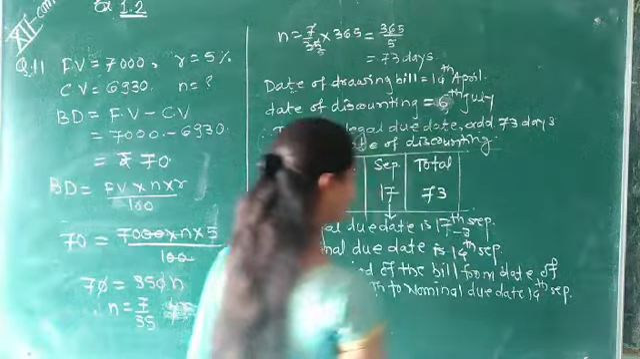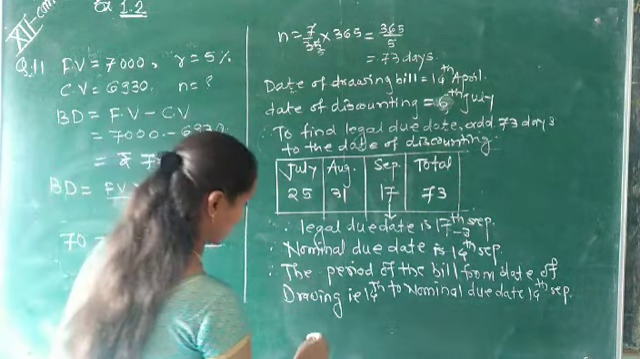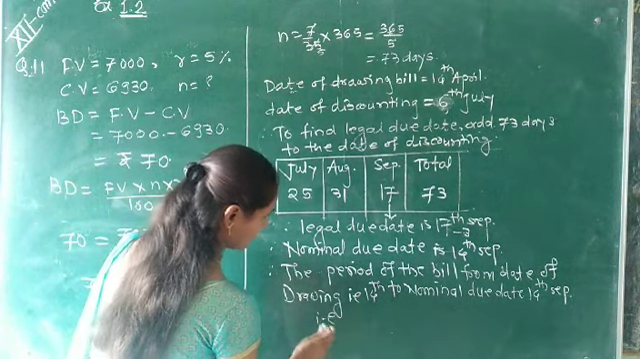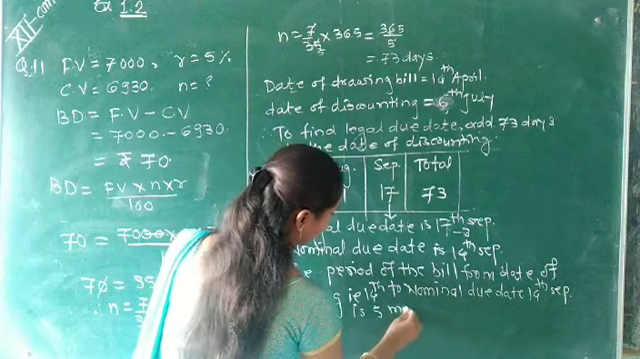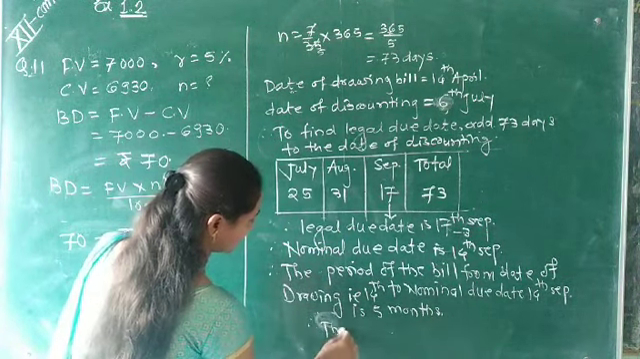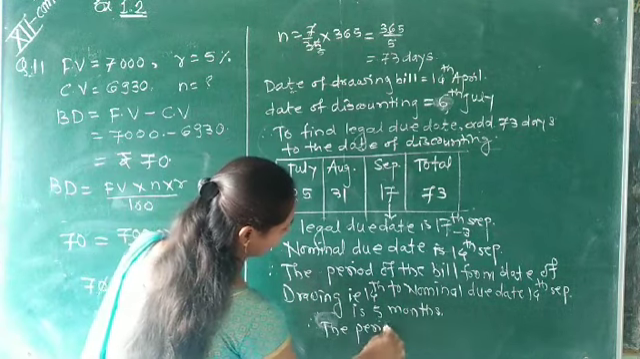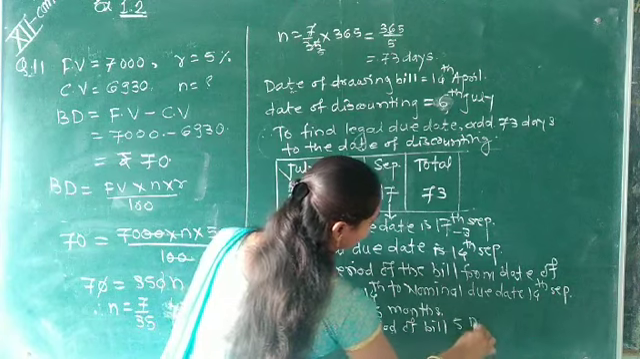टोटल किती मंथ्स होतात पहा? एप्रिल, मे, जून, जुलै, ऑगस्ट and सप्टेंबर. That is 5 months. Therefore, the period of bill is 5 months.